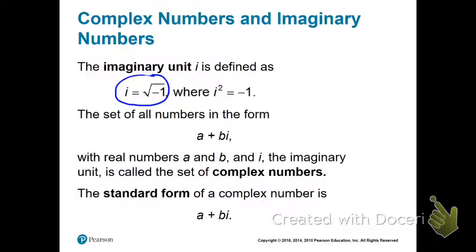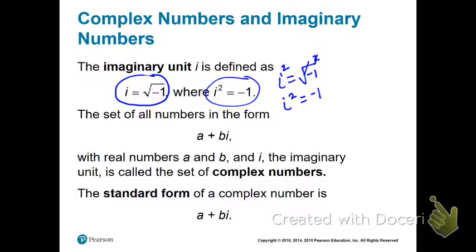Now if I took that i is equal to the square root of negative 1, and I square both of these, because remember what you do to one side you do to the other, then we would get i squared equals, and over here the square and the square root would cancel, so we would get negative 1. So we also need to know that i squared is equal to negative 1.